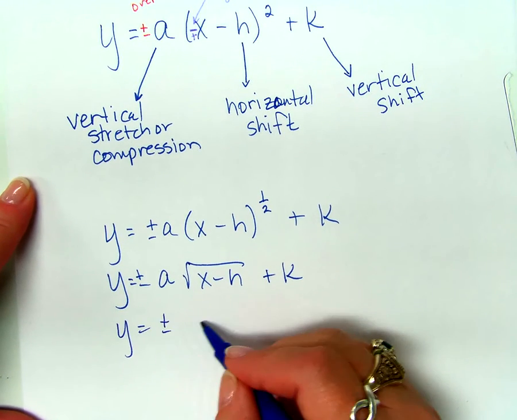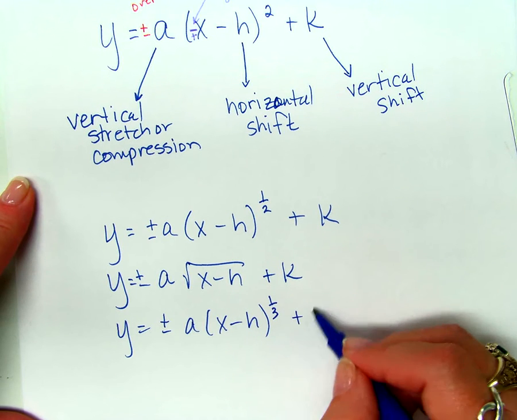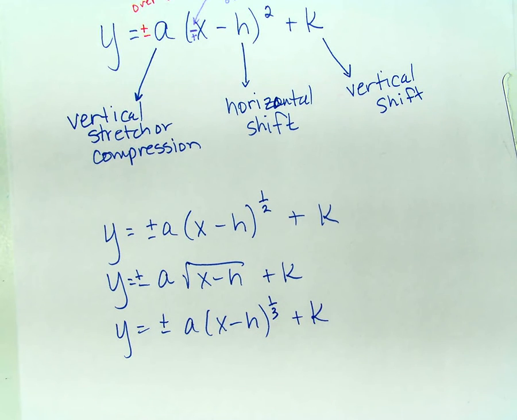Y equals plus or minus A, x minus h to the 1/3 power plus k. Oh, now it's a cube root. So it's a cube root, so this changes everything. Yeah. Oh, it doesn't? It's all exactly the same thing as we learned before? Oh my gosh, this is going to be so amazing. Or at least maybe a little bit amazing.